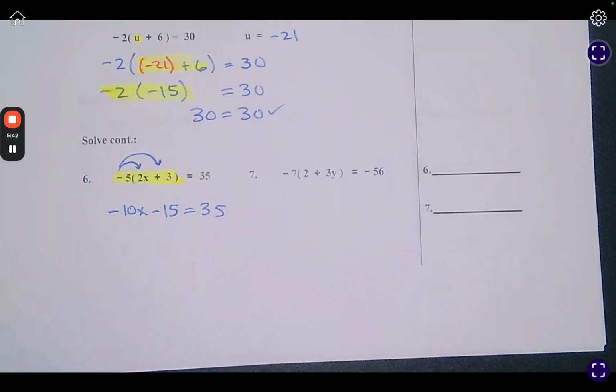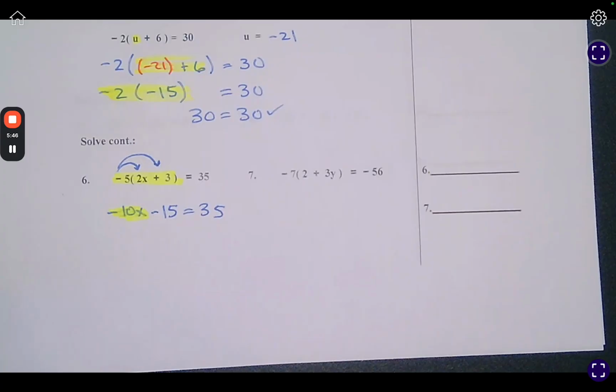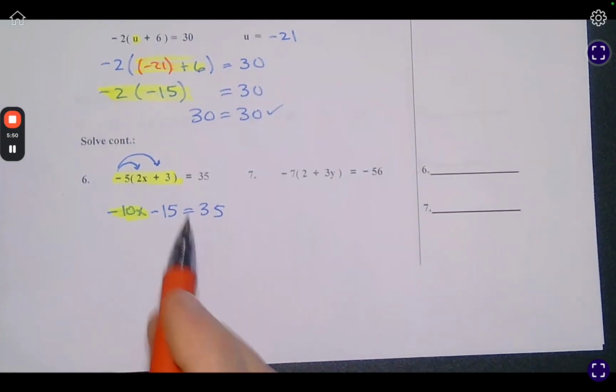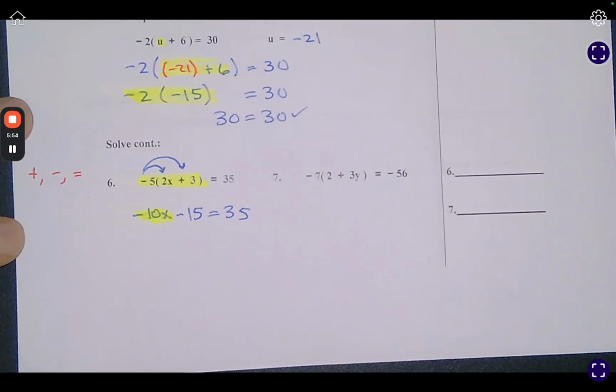All right, now I'm going to do inverse operation. Remember to go get that term by itself. Terms are important. Understanding terms is important. Terms are separated by addition, subtraction, and the equal symbol. So there's 1, 2, 3 terms.